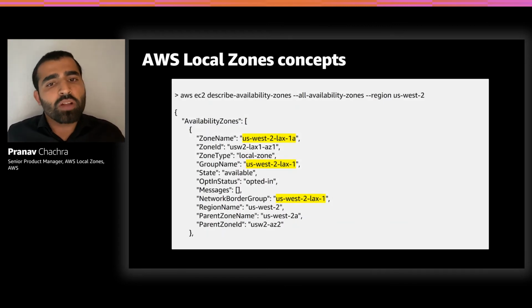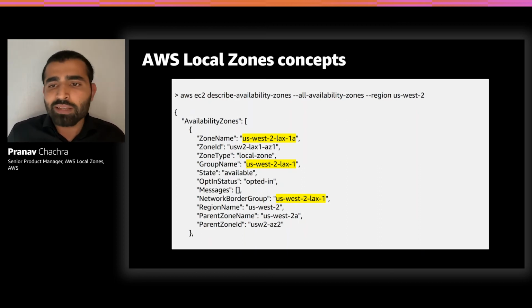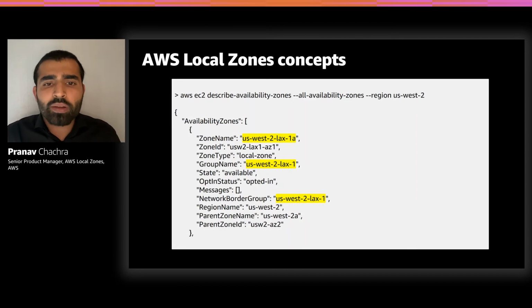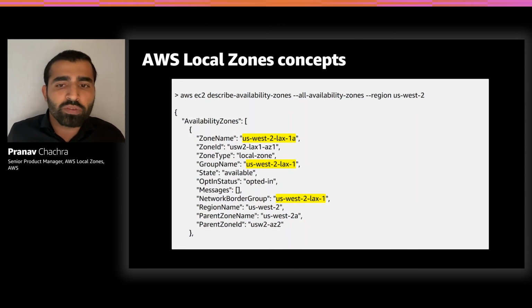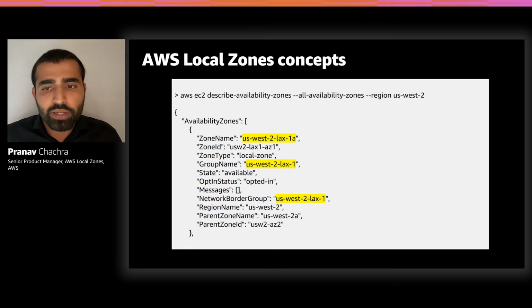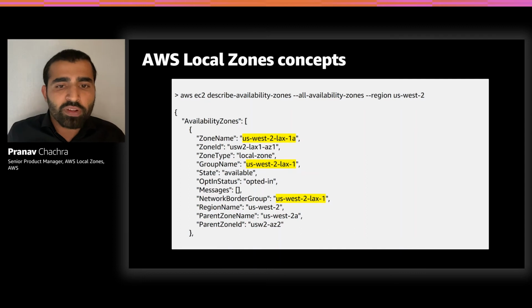Now let's look at some of the concepts of local zones that we can see from the DescribeAvailabilityZones API. The zone name us-west-2-lax-1a can be passed into APIs like CreateSubnet or CreateVolume, just like any other AZ. And the group name here is used to refer to the group of local zones in a particular metro area. This group, for example us-west-2-lax-1, includes two local zones in the LA metro area, both of which are extensions of the US West Oregon region. You can also see the network border group as us-west-2-lax-1 here, which is used to allocate IP addresses that can be used with the EC2 instance in local zones for local connectivity.